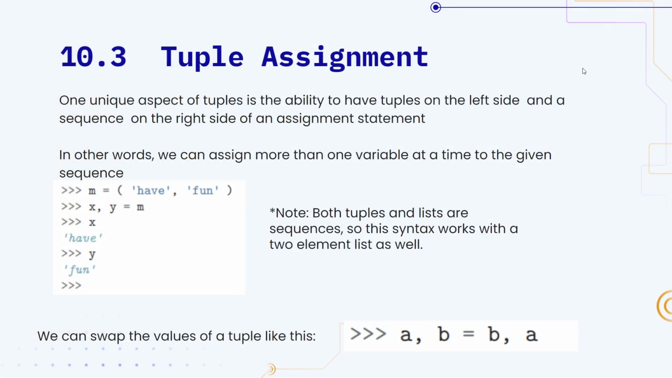Now let's look at assignment and tuples. One unique aspect of tuples is the ability to have tuples on the left side of an assignment statement and then a sequence on the right side of an assignment statement. And this basically means that we can assign more than one variable at a time in one single line. So let's look at this in the text editor.